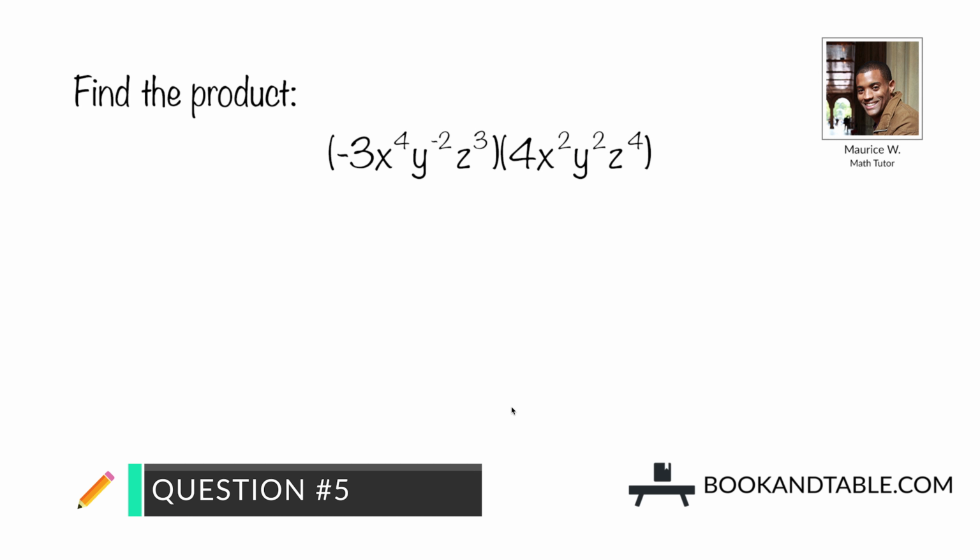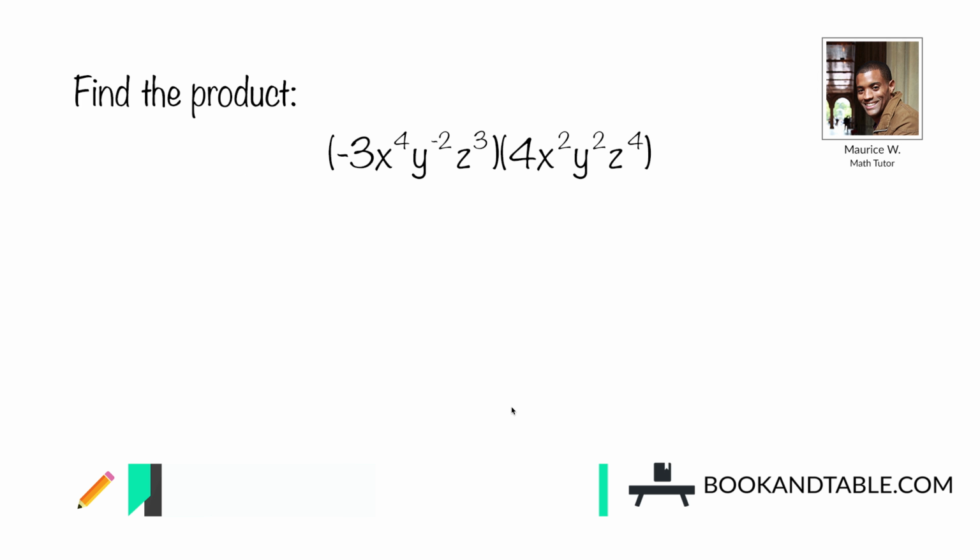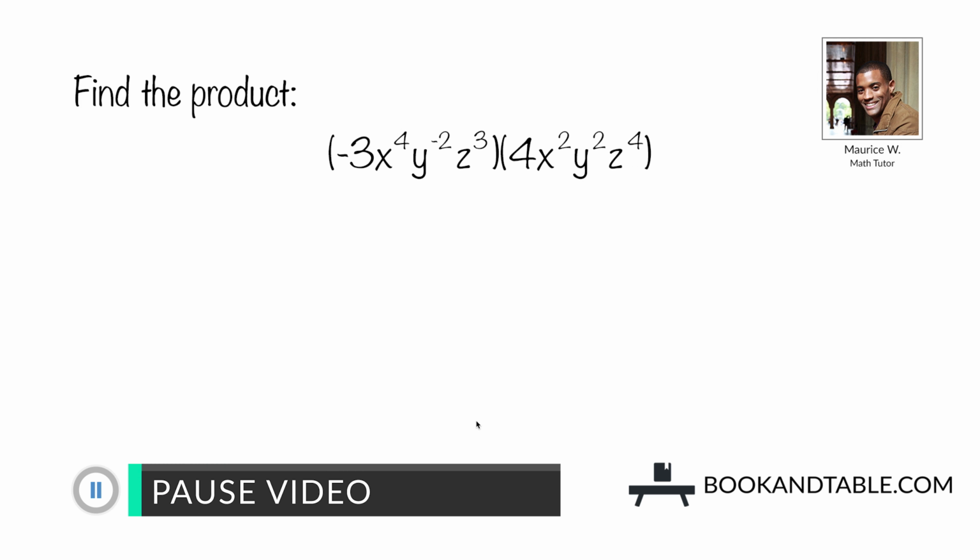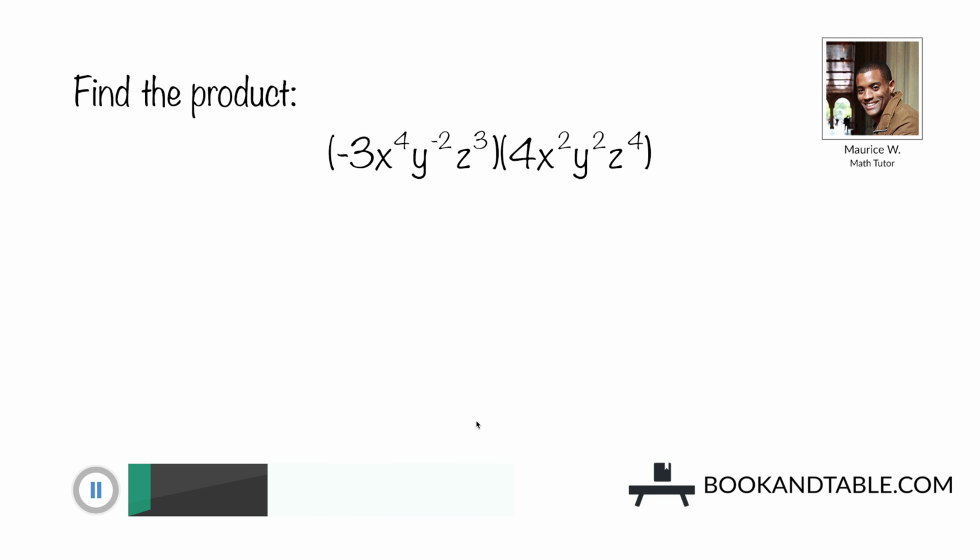Question number 5. Find the product. Negative 3 times x to the fourth times y to a power of negative 2 times z to a power of 3, times 4x squared y squared z to a power of 4. Pause the video, answer this question, and then press play when you are ready to begin.